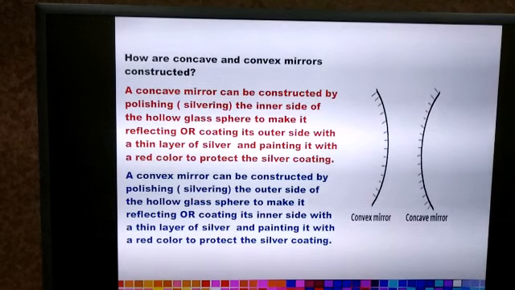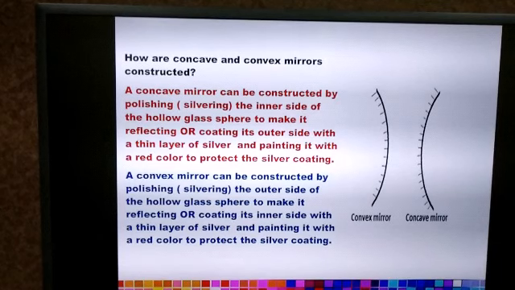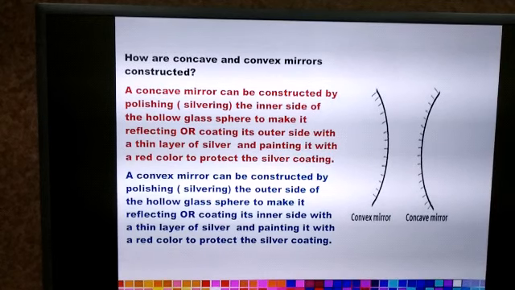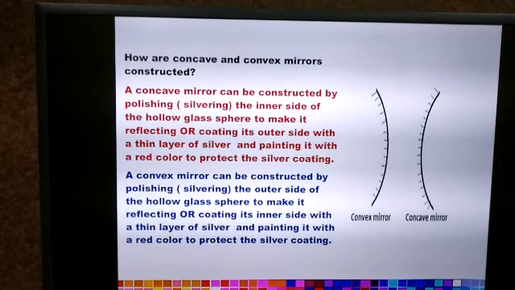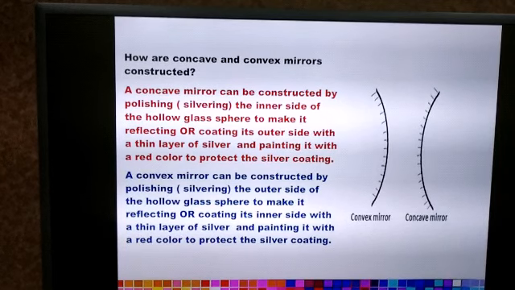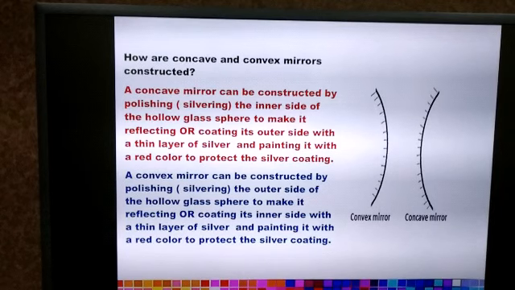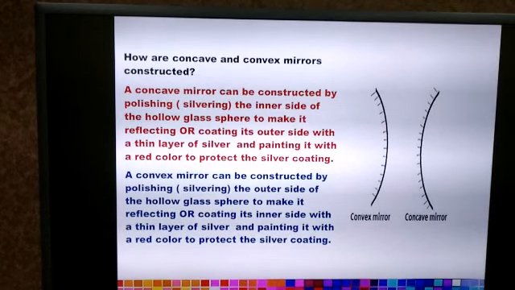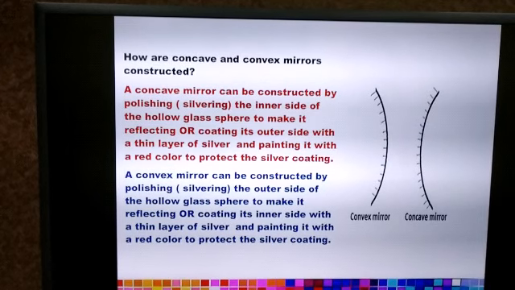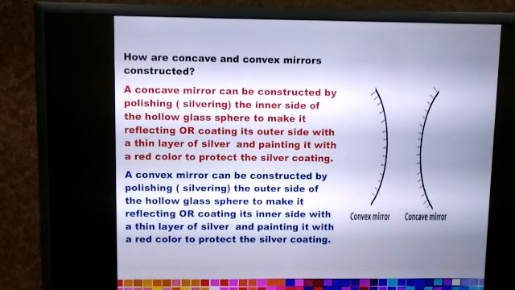So what is a convex mirror? A convex mirror is a mirror with its outer surface as the reflecting surface and the inner surface is coated with silver and then with red paint in order to protect the silver coating. So what is a concave mirror? A concave mirror is a mirror with its inner surface as the reflecting surface and the outer surface painted with silver and then with red paint in order to protect the silver coating. What is a convex mirror? A convex mirror is a mirror with its outer surface as a reflecting surface such that the inner surface is painted with silver and then with red paint in order to protect the silver coating.